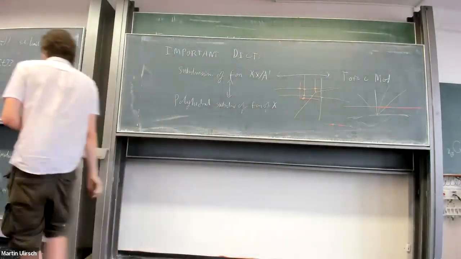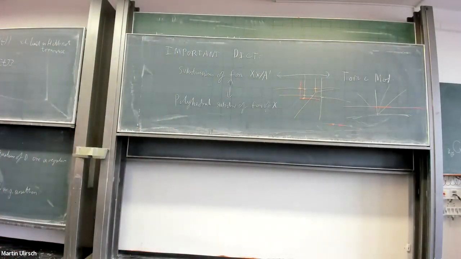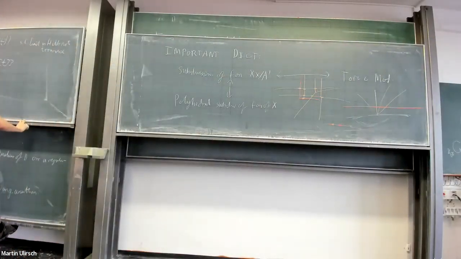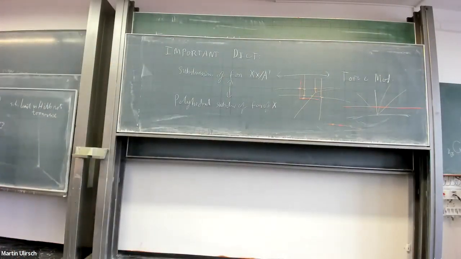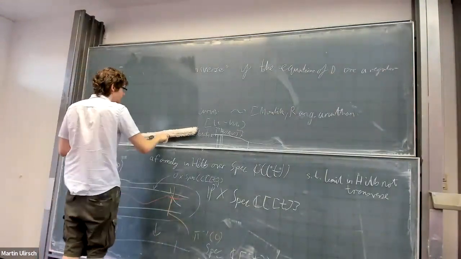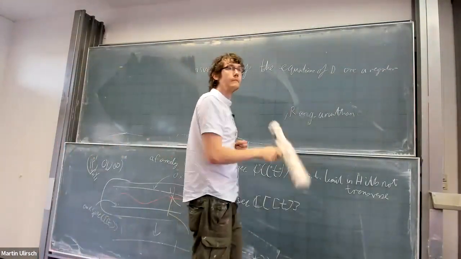Okay. So we've seen that to get the valuative criterion for properness, what we need to do is some toric blow up. But now what we want to do is understand which toric blow up I have to do. And I want to understand that in a tropical way. So that's what I'm going to do next.